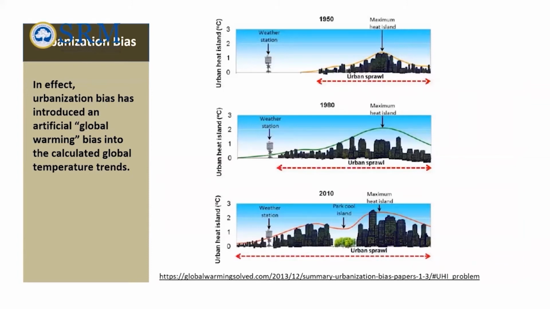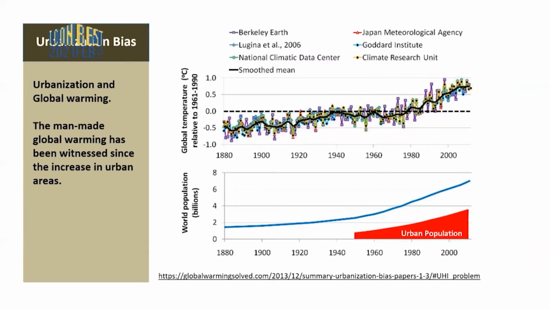Urbanization bias has introduced an artificial global warming bias, which is calculated into the global temperature trends. You can see how, as the urban sprawl increases, the impact of the heat island is also equally increasing. The increase is also seen in urbanization and global warming, which you can see in these two diagrams: as the population increases, this is also indicating an increase in the global temperature.